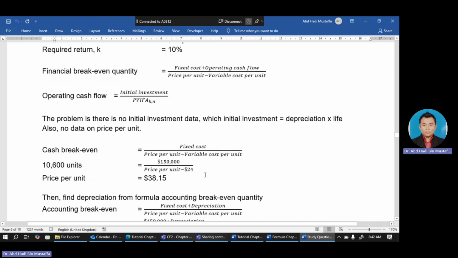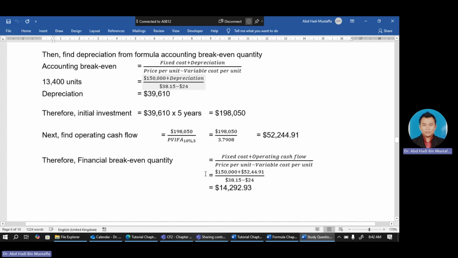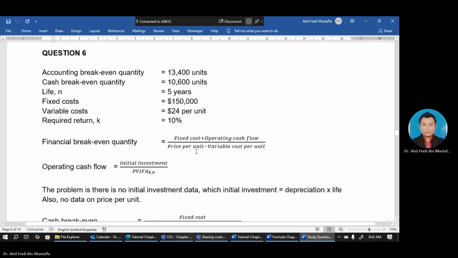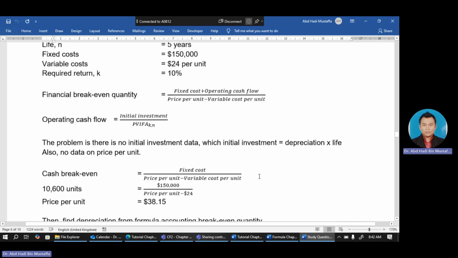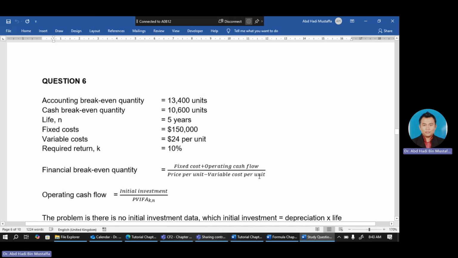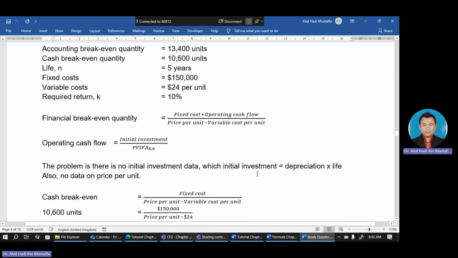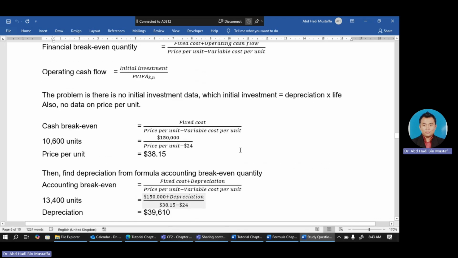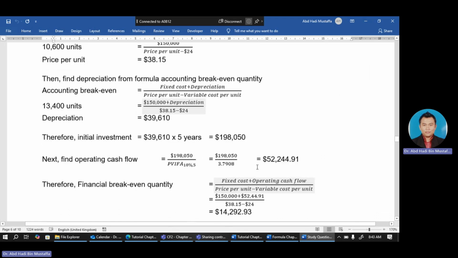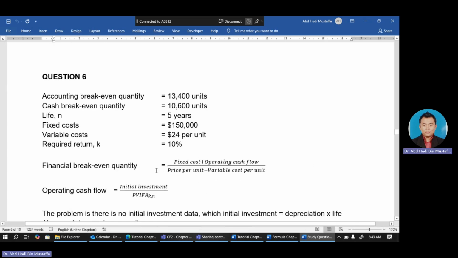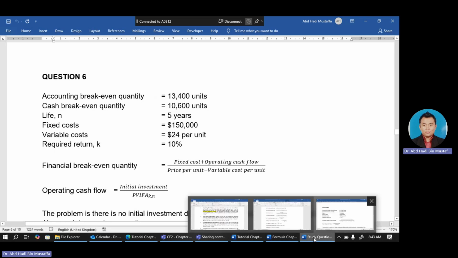But you see, the problem is, they have given you the accounting break-even and cash break-even, an answer already. So what I want you to do is study by yourself on how to get this one. But before that, let me brief you. Even though the question is break-even quantity, where was the question just now?